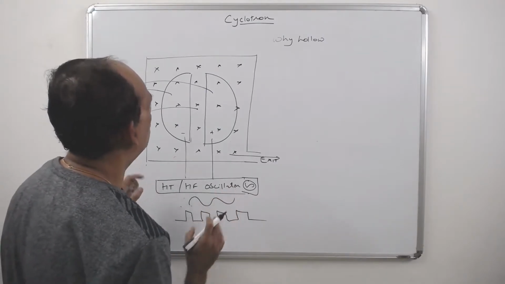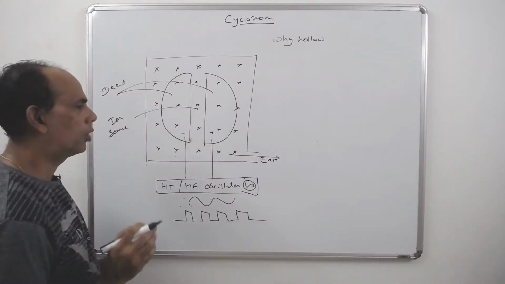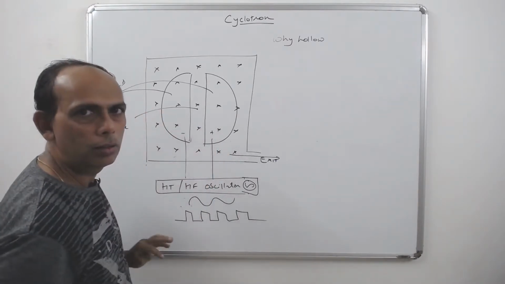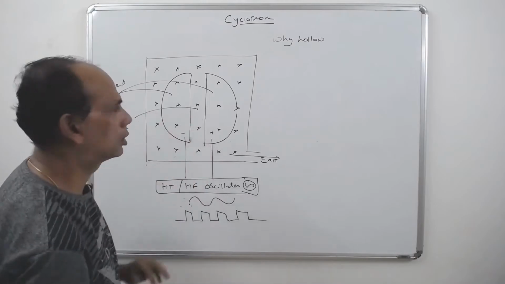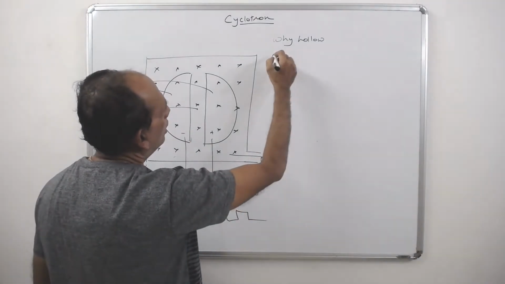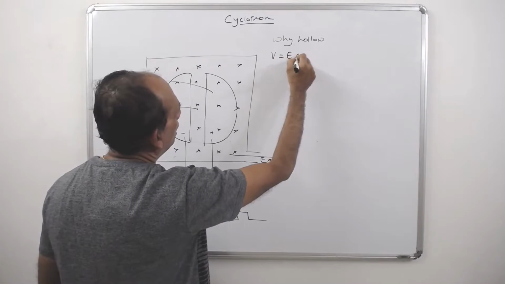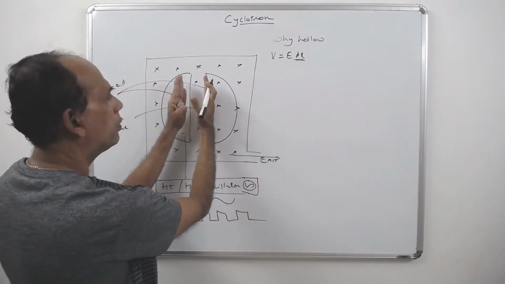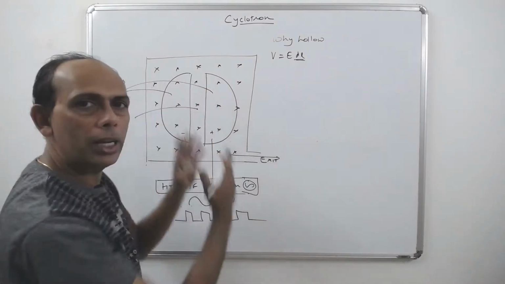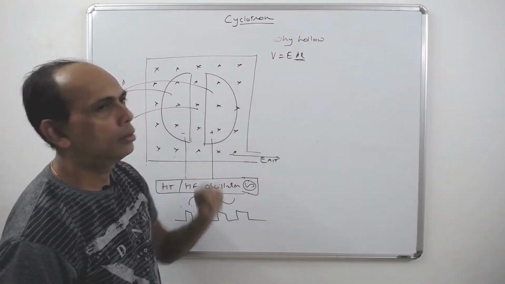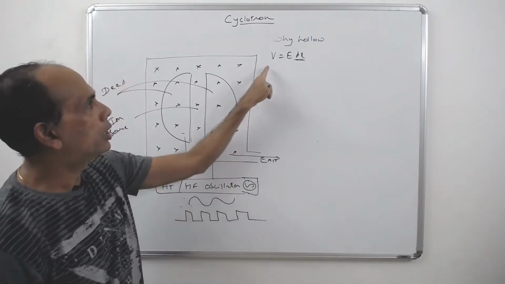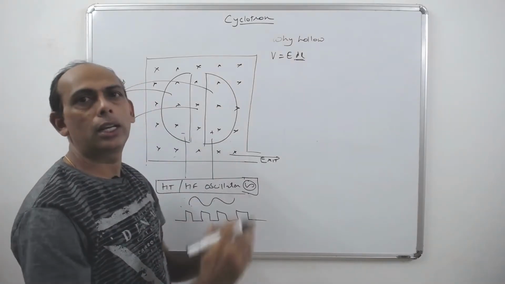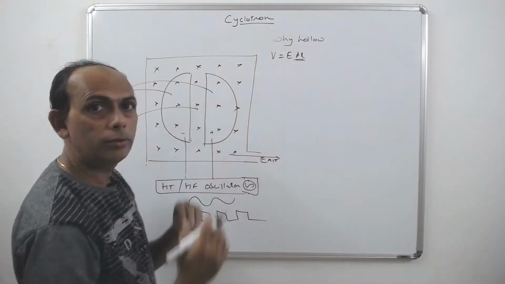Now let us understand how it works. First of all, between these, there is a variation of voltages. There is a potential change. We know that V is equal to E times d. Here, if you keep the distance between these two constant and increase the potential very high, what will happen? The electric field will also increase. So we want that electric field to be very high.